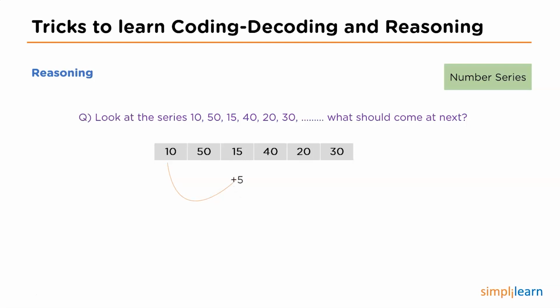Explanation. As mentioned, the numbers in the series are 10, 50, 15, 40, 20, 30. If we observe the series deeply, the alternate numbers are increased and decreased. First and third numbers are increased by 5 and second and fourth numbers are reduced by 10. In the same way, all the alternate numbers are increased and decreased. So according to the order, the following number should be increased by 5. So the following number of the series is 25.